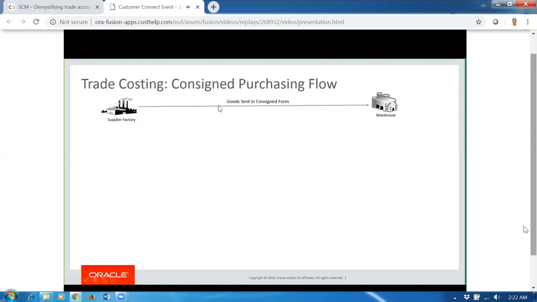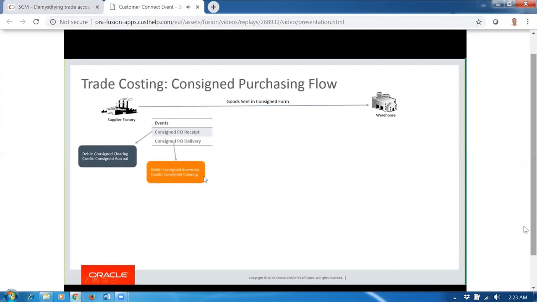But in case of consigned, the goods are not actually owned by the warehouse. The goods are sent by the supplier, and though the goods are at the warehouse, financially they are still owned by the supplier. So when the goods have been shipped from the supplier and received in the warehouse, we would see two events, called a consigned PO receipt and a consigned PO delivery, similar to the regular PO receipt and PO delivery. But since the goods are not owned, and financially the warehouse is not yet responsible for them, we would create a consigned accrual on the receipt. This gets knocked off by a consigned clearing, and would record something called a consigned event. So far, we don't have trade events. It's again a physical receipt and a physical event from the inventory for which we do the accounting.